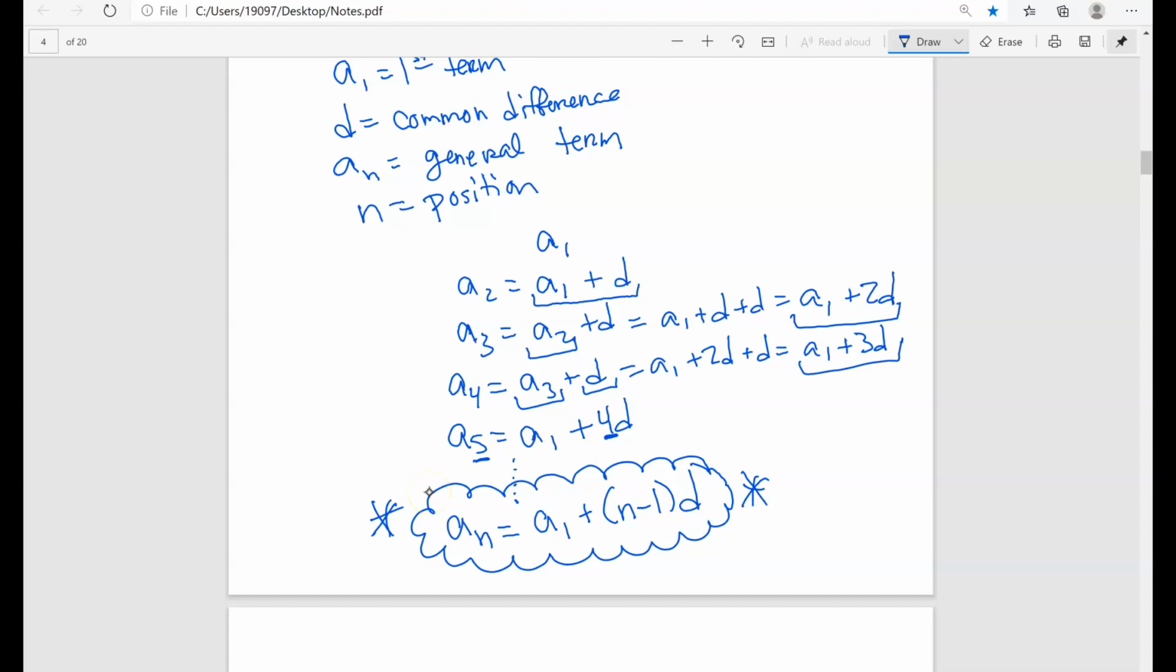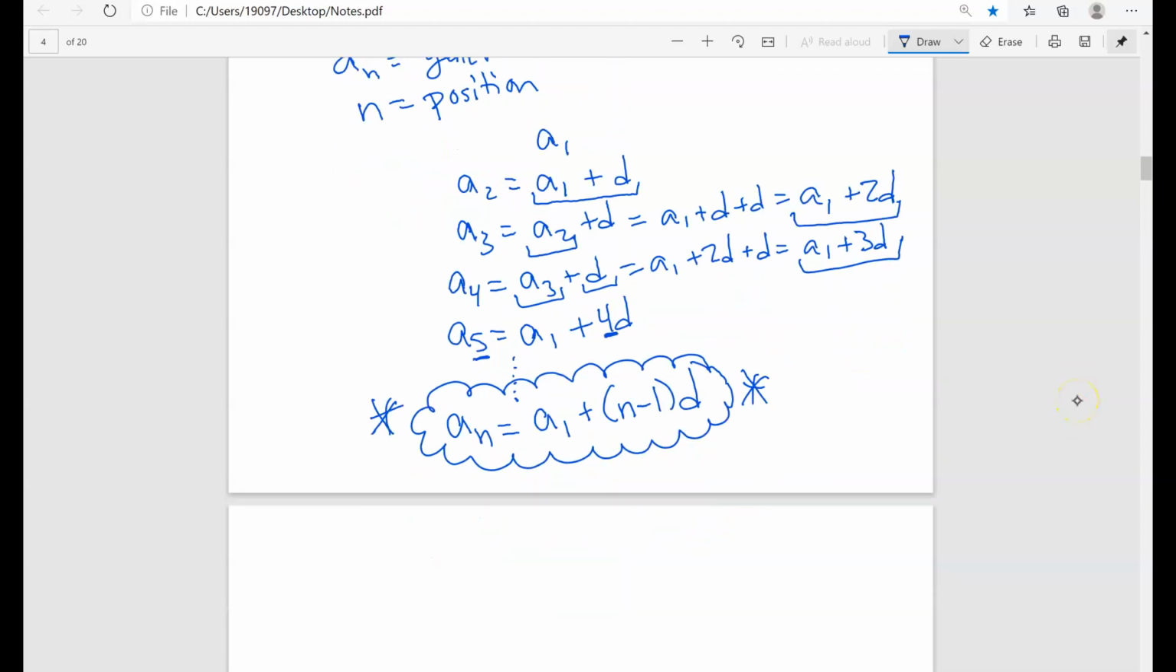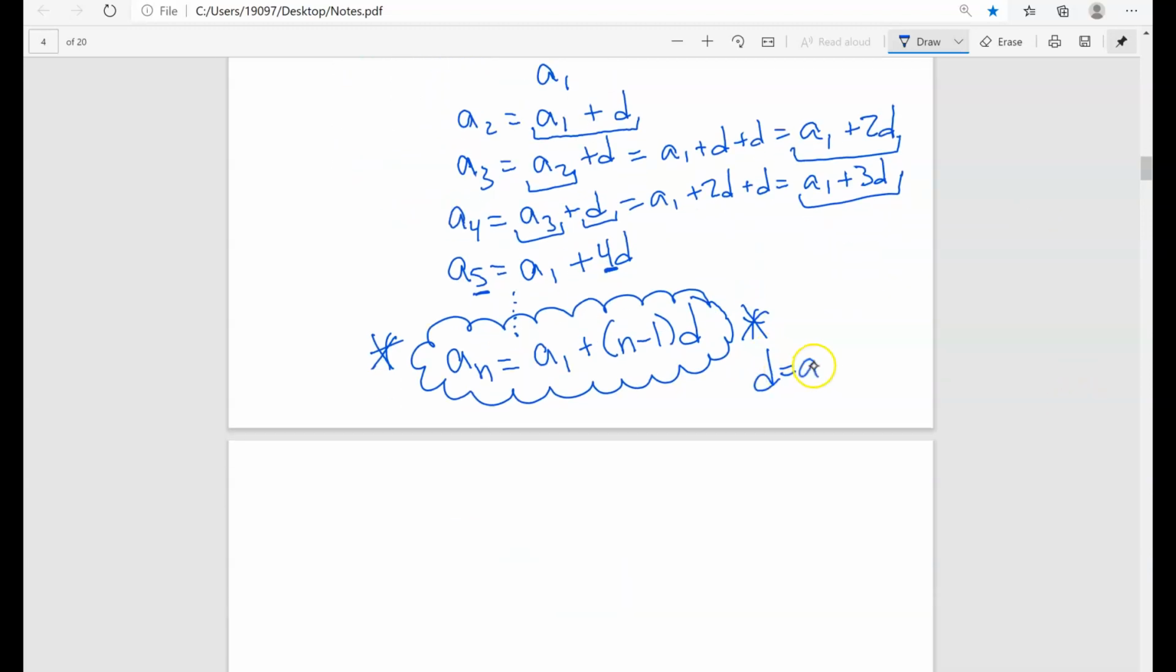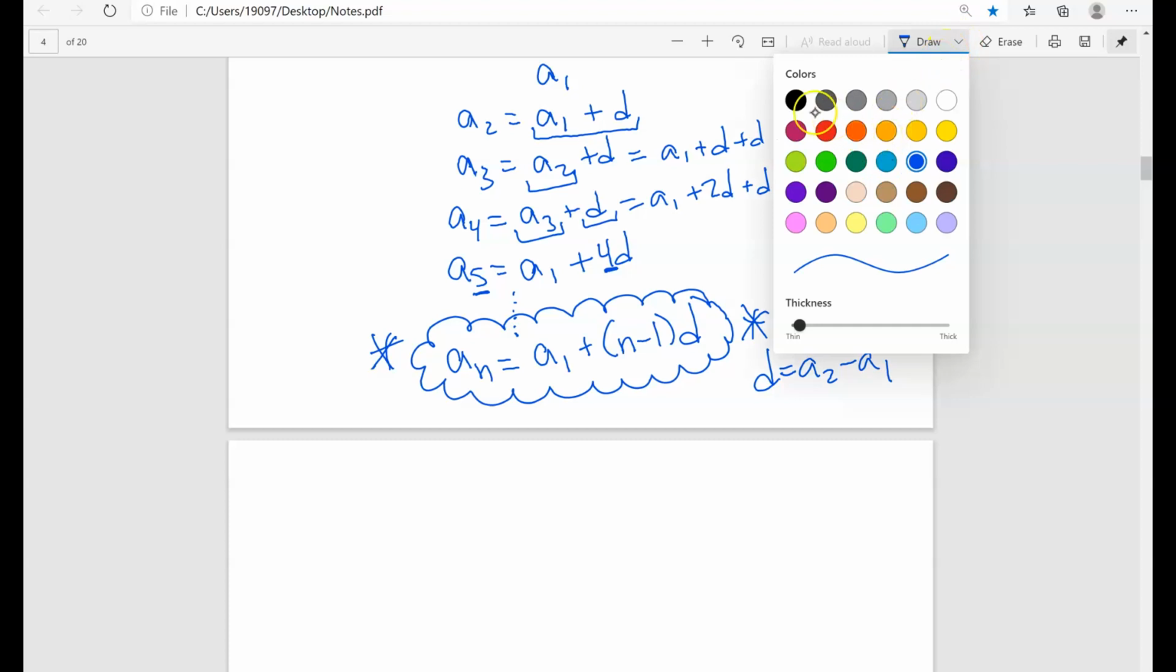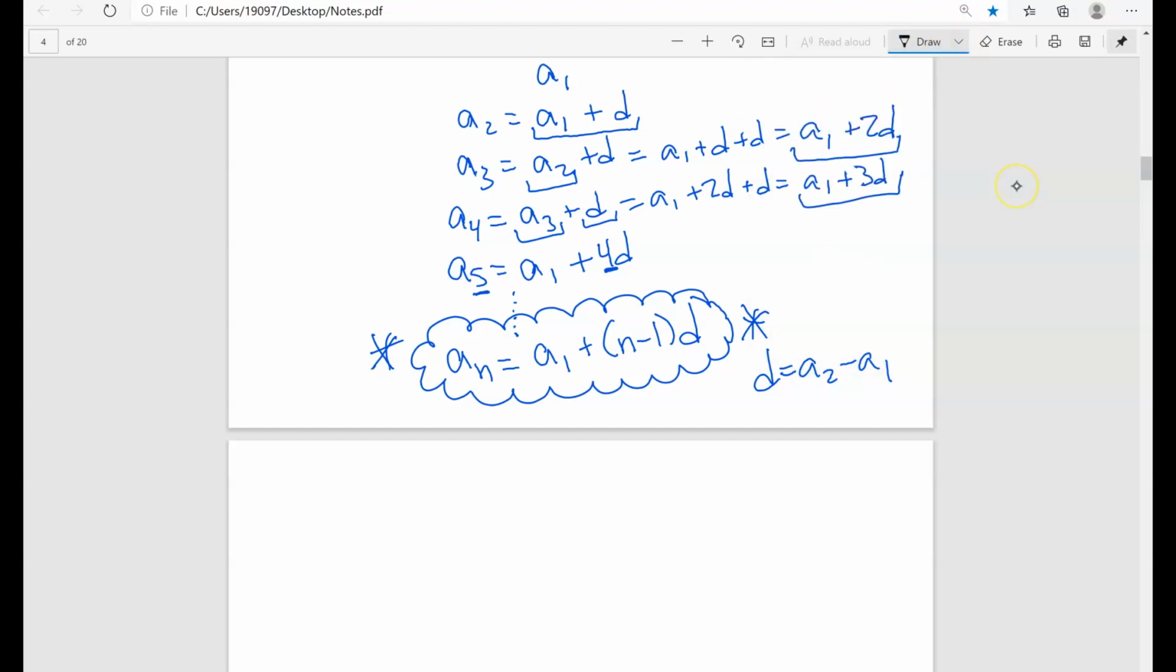So d here is the common difference. A way that you can find the common difference really easily is to take a2 and subtract a1, the second term minus the first term. That will give you the common difference really easily. Okay, so let's do an example.